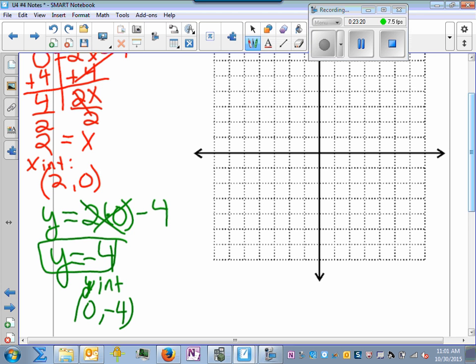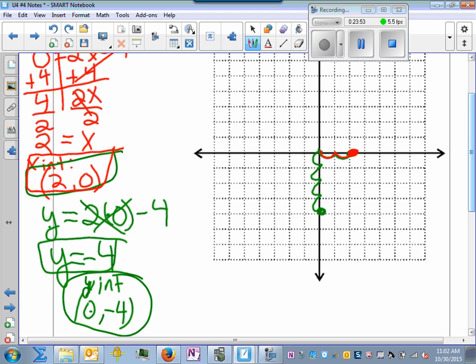Now all I'm going to do is graph those points. So to graph 2, 0, I'm going to go on my x-axis, 1, 2, and it's going to be on it. So it just goes there. For my y, I'm going to go 0 and then down to 4. 1, 2, 3, 4. Let's put this in red. Now all I'm going to do is connect my lines. And you're going to make it as straight as possible. And make sure you put your arrows.